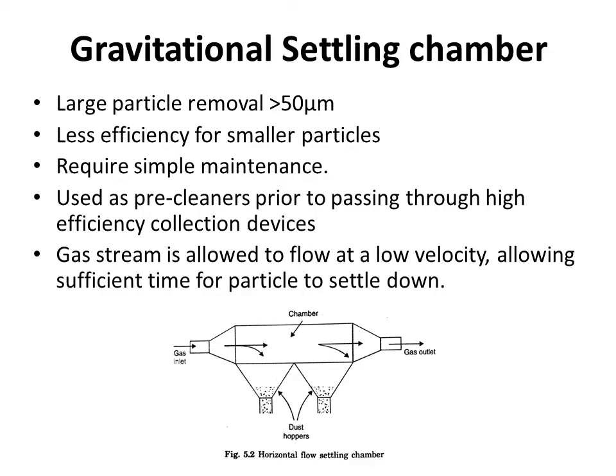As you can see from the figure, the gas stream is allowed to flow through the gas inlet at a low velocity, allowing sufficient time for the particles to settle into the dust hoppers. And the clear air passes along the gravitational chamber through the gas outlets.